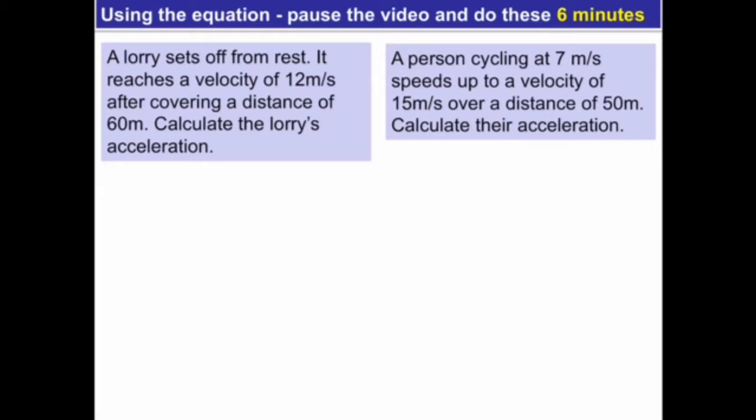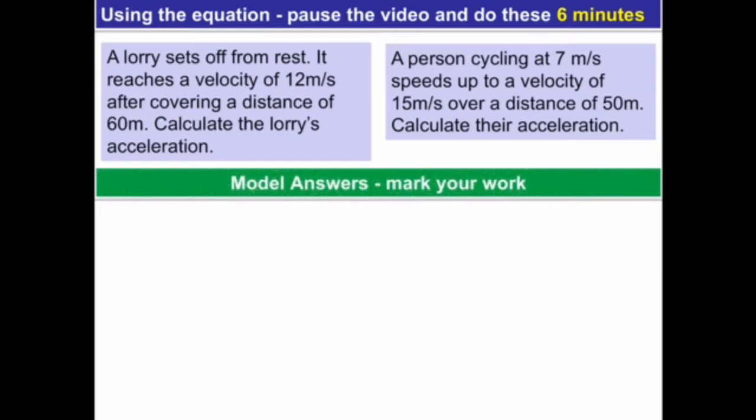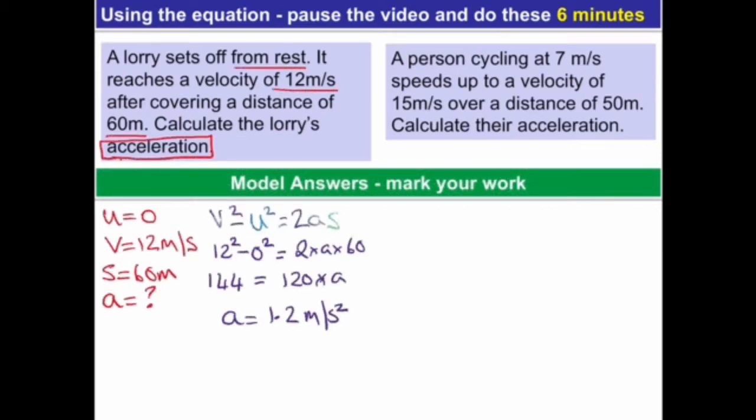Okay, let's look at the answers. Mark it as you go along. So for this one, you would get 1 mark for substituting. So for the 12 squared minus 0 squared equals 2 times a times 60, you're going to mark for that. You'll get a mark for the next line. You'll get a mark for getting the answer of 1.2 and a mark for writing down the units, meters per second squared. So that would be a 4-mark question.